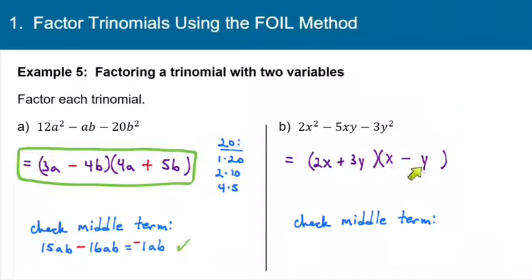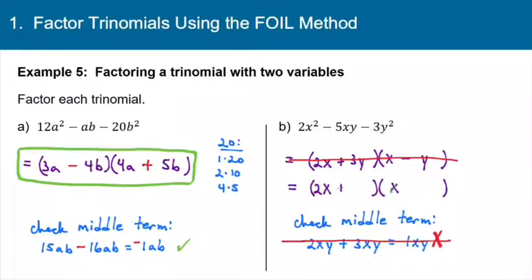So now on the middle term, outer times outer is going to be negative 2xy. Inner times inner is going to be positive 3xy. Together, those are going to add up to positive 1xy. So that's definitely not the middle term we were looking for. Let's cross those out and try again.